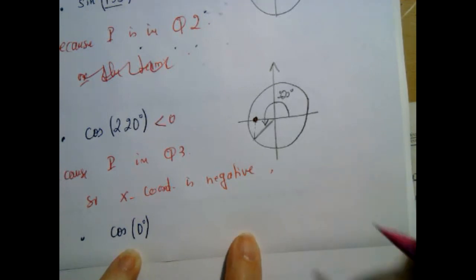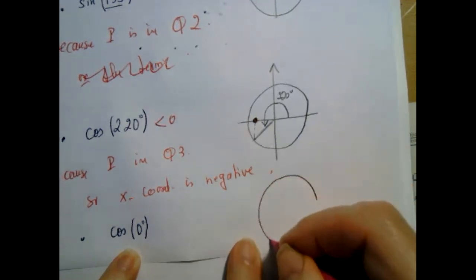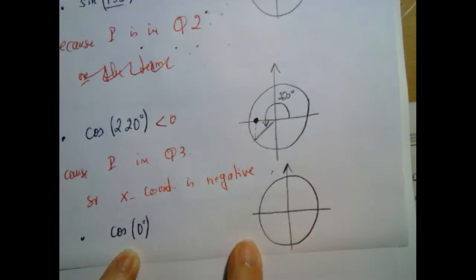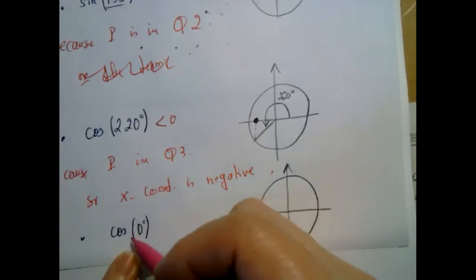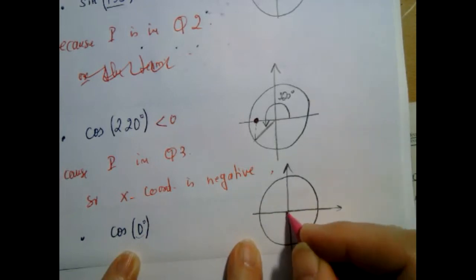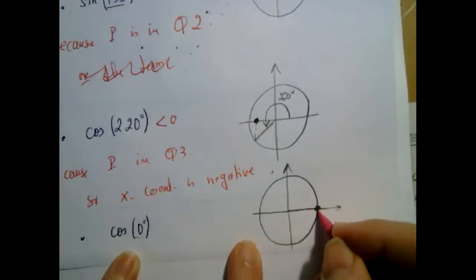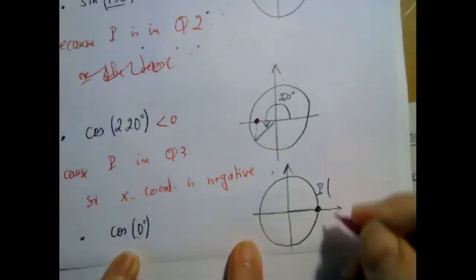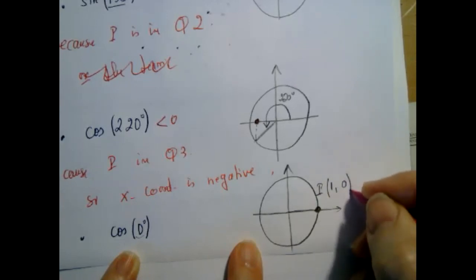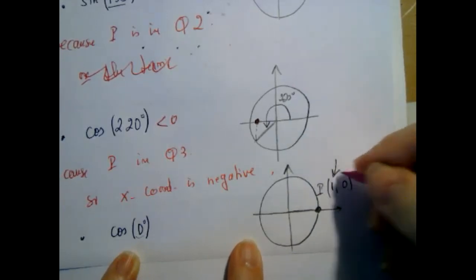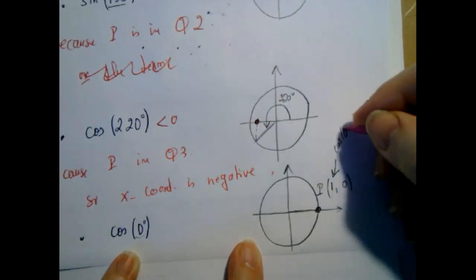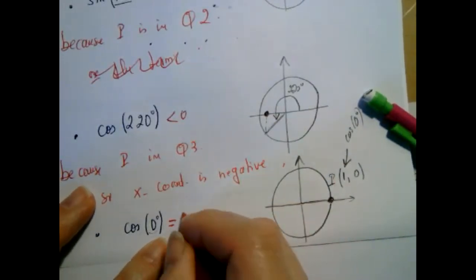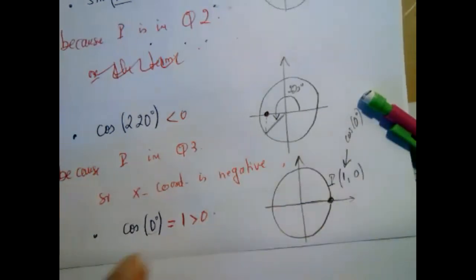But don't memorize, just draw your circle. Draw the circle. That's my circle. And I take the point on the unit circle that forms an angle of 0. If this is the x-axis, the point on the unit circle that forms an angle of 0 is this point right here. The coordinates of this point are 1 and 0. And that's the cosine, the x-coordinate. That's the cosine of 0. So the cosine of 0 is actually equal to 1, which is obviously a positive number.